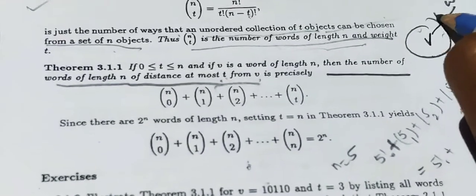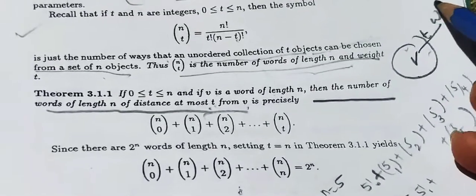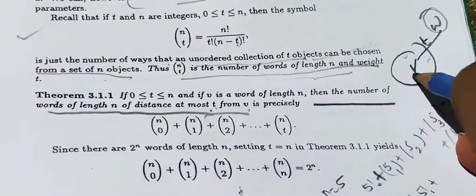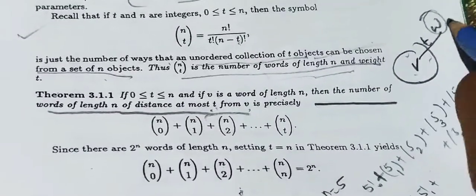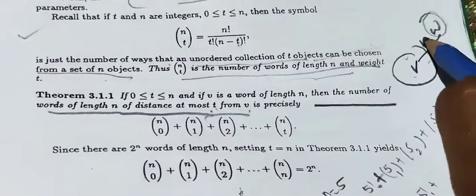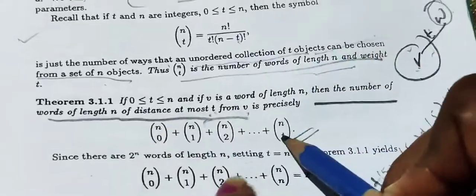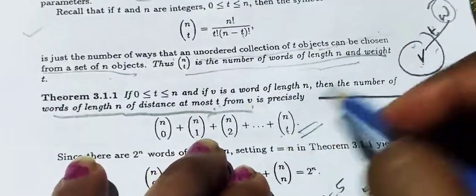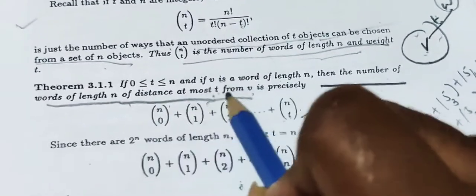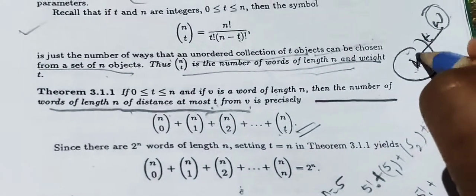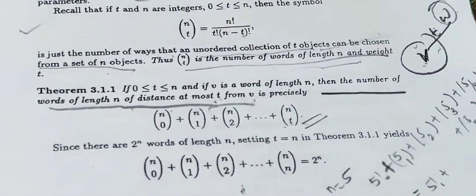Their distance is t. Okay, so that is the definition. The number of words closer to V, or the number of words of length n at distance at most t from V. This is the denotation. So this sum is what? The number of words of length n at distance at most t from V. But the exact meaning: the number of words which are closer to V.